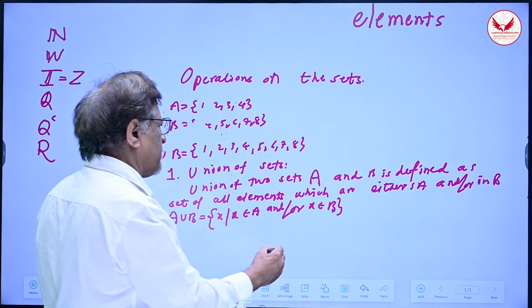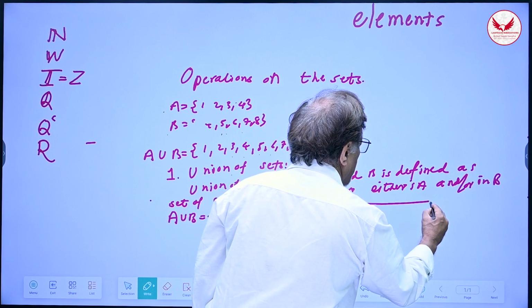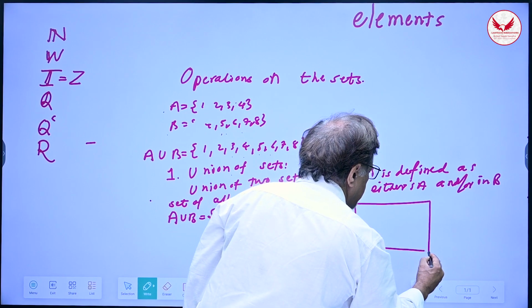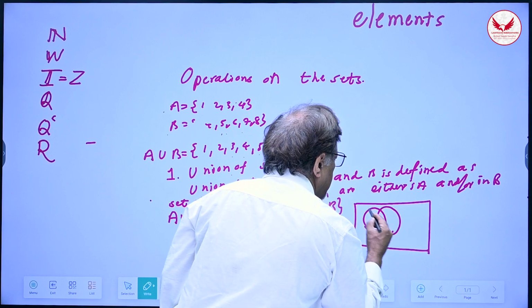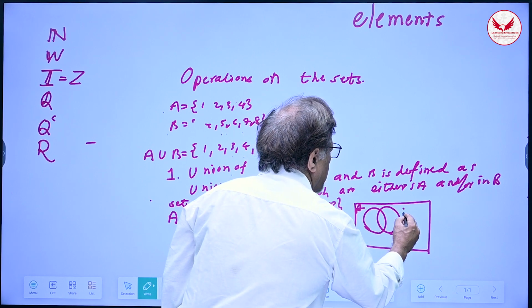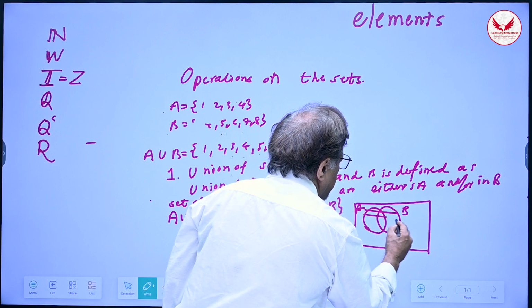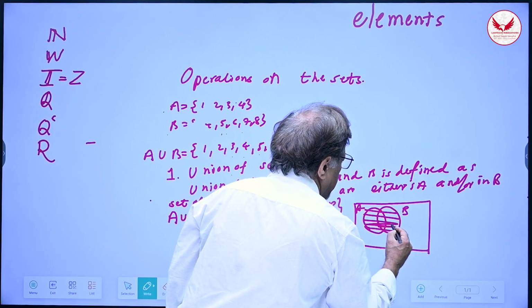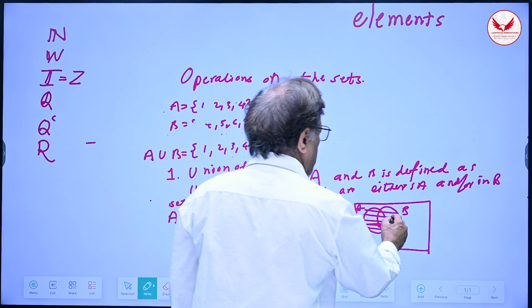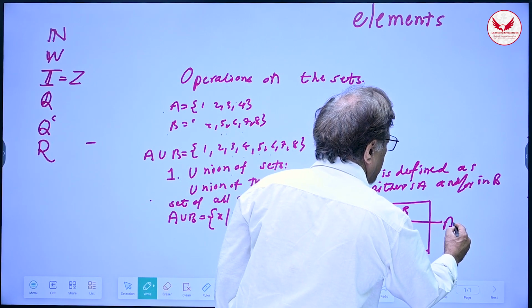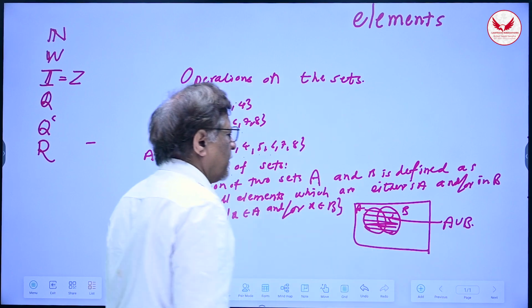Now the Venn diagram for this is also very simple. This is the universal set, correct? This is A and this is B, right? So what is A union B? A union B is this part, the complete shaded part, okay? So this shaded portion is called A union B, very simple, okay?